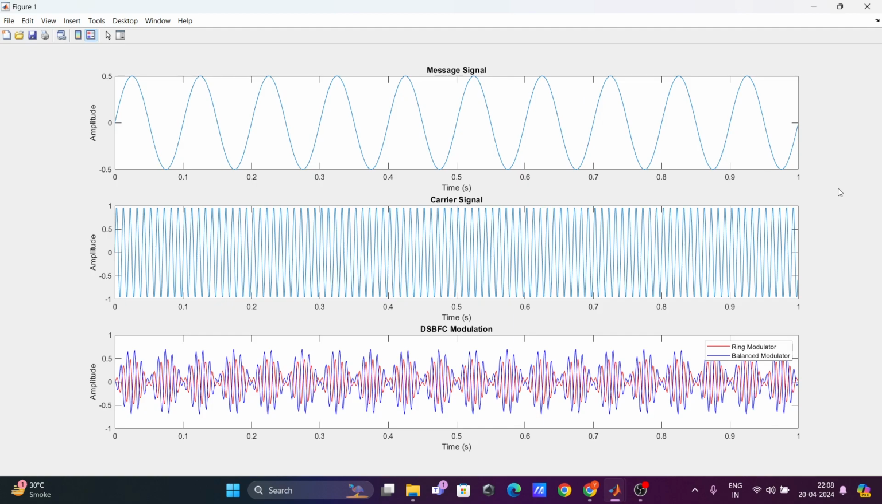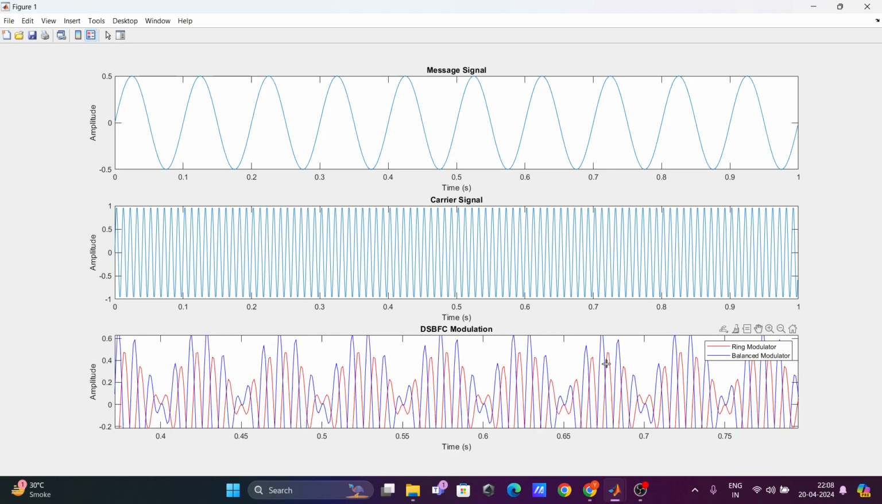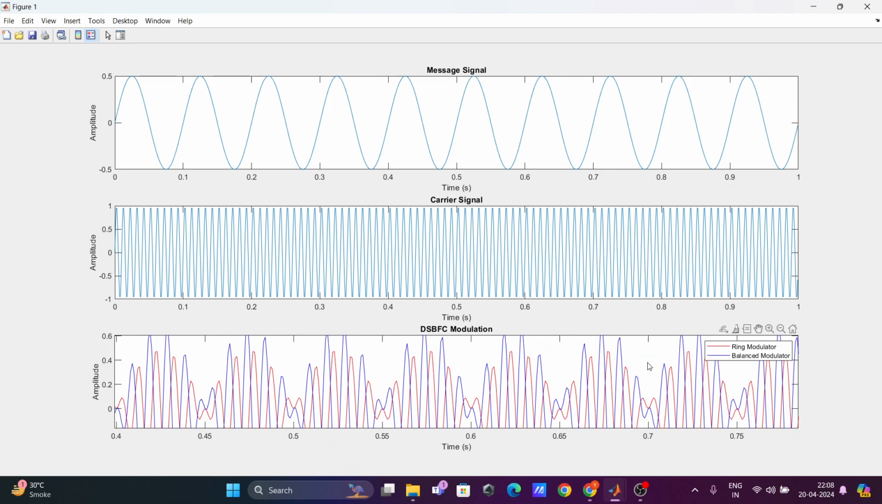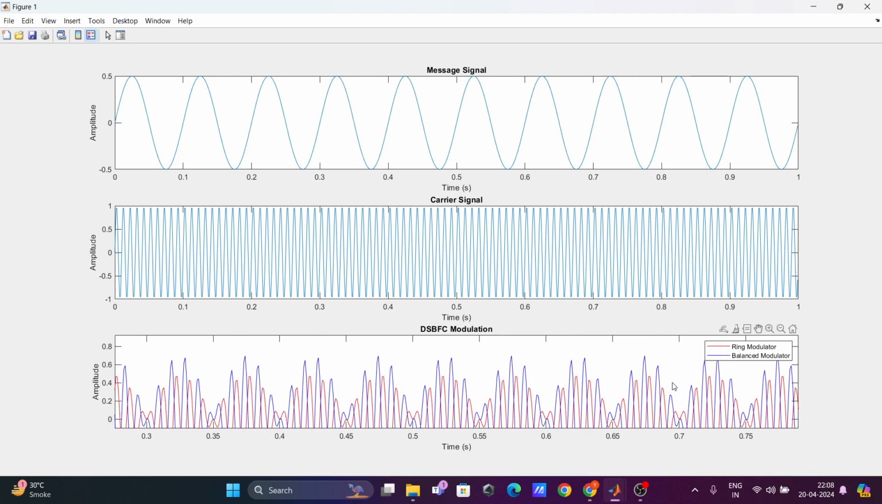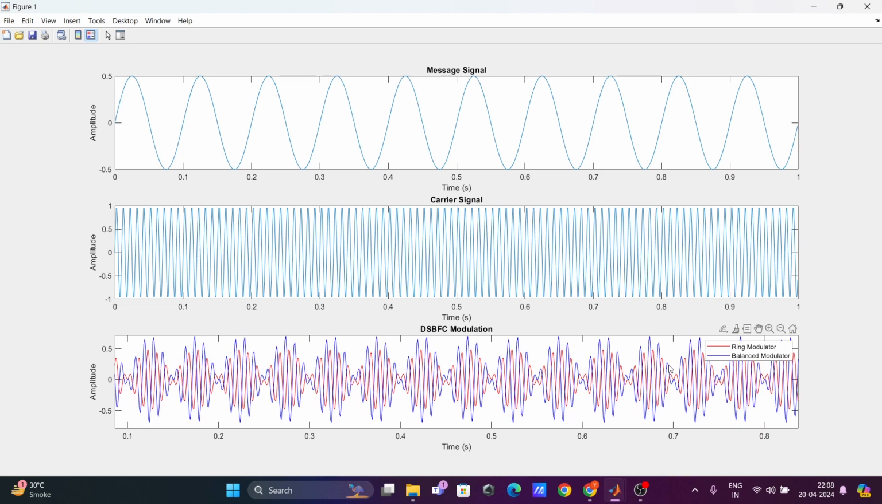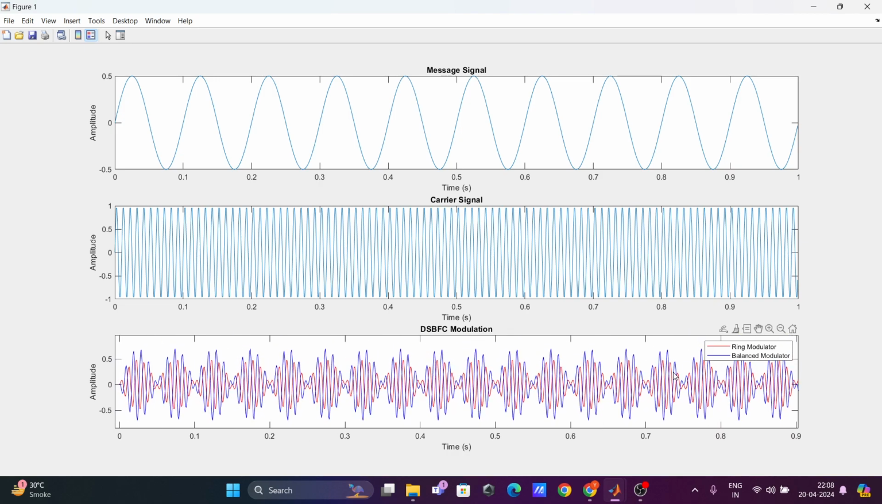As you can see in the output, the ring modulator is shown in red color and the balanced modulator is shown in blue color. The output of the ring modulator is the product of the message signal and the carrier signal, as I said before. So you'll see the original message signal riding on top of the carrier. Since we are using a ring modulator, you'll see both positive and negative frequency components, resulting in double sideband modulation.